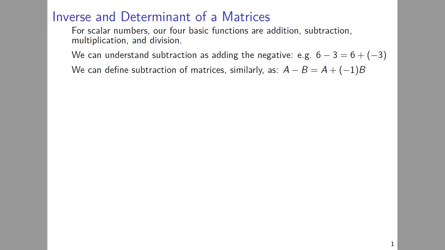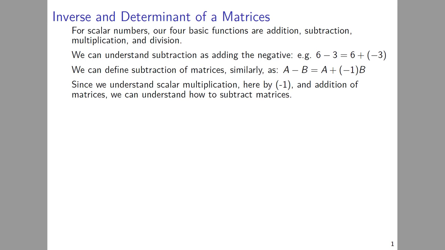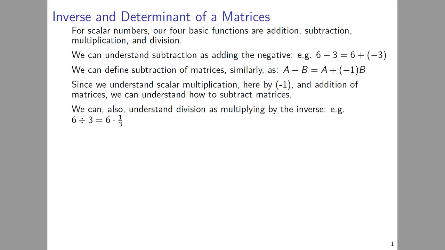We can similarly understand subtraction for matrices. A minus B can be written as A plus negative 1 times B. And since we understand scalar multiplication, here by negative 1 on B, and addition of matrices, we can understand how to subtract matrices. In a similar vein, we can also understand division of scalar numbers as multiplying by the inverse.